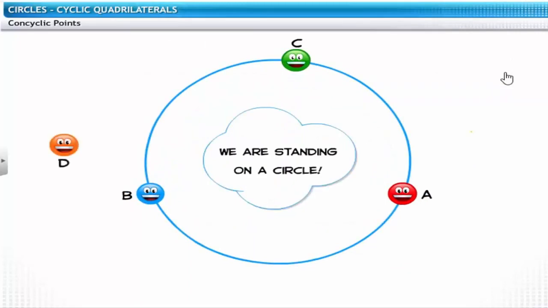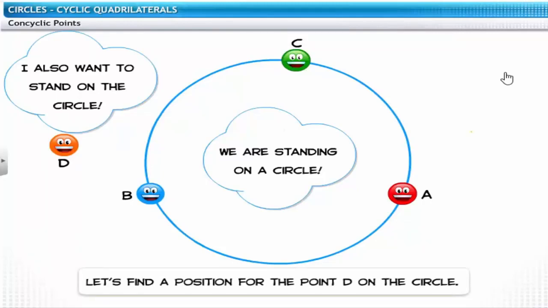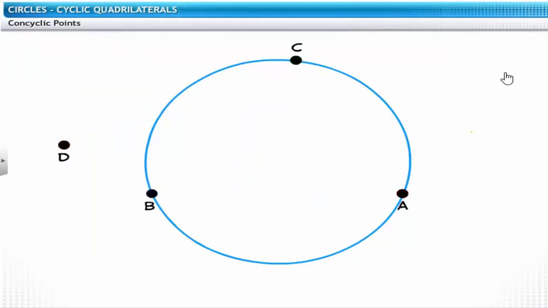Uh-oh, we have another friend of A, B and C who wants to stand on the circle with them. Now, where should D stand? Let us find a position for D, so that we can draw a circle that passes through the positions of all the 4 friends A, B, C and D. This calls for some construction.